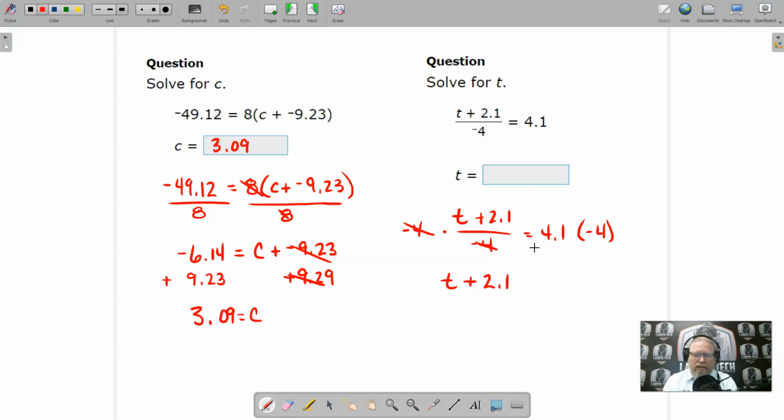And then 4.1 times negative 4. I need to multiply that times negative 4. It's going to give me a product of negative 16.4.